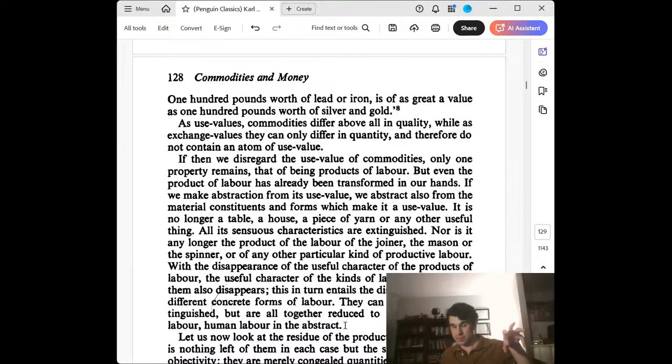So as use values, they are products of human labor, although being products of human labor is not a feature of their being use values. But it is a fact about these commodities that they were produced by specific types of labor. But insofar as they're on a market and just have a price, what type of thing doesn't matter, just how much it's worth. Similarly, everything on the market is a product of human labor in some way. Yet it doesn't matter what kind of human labor. It's human labor in the abstract.